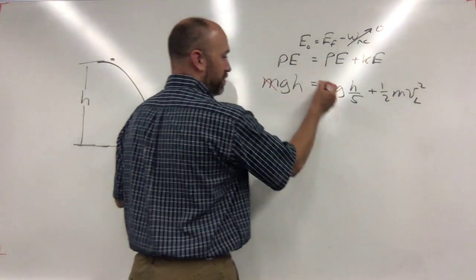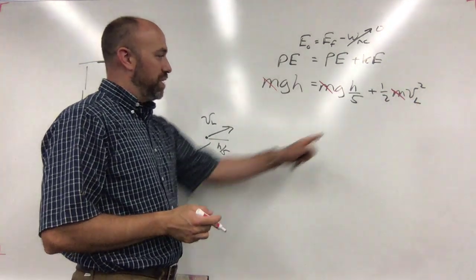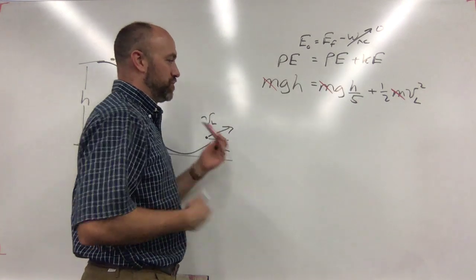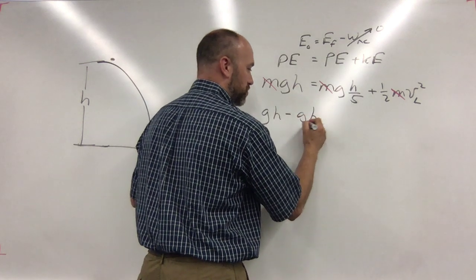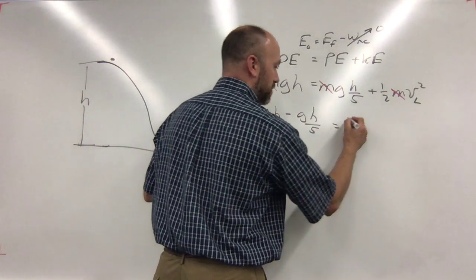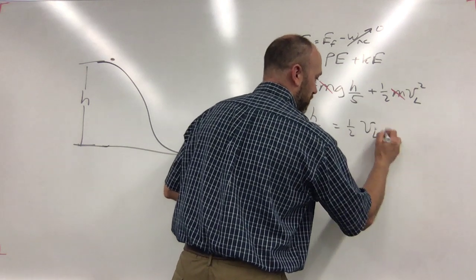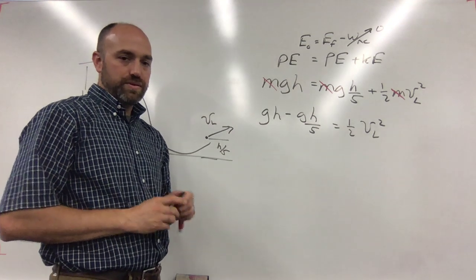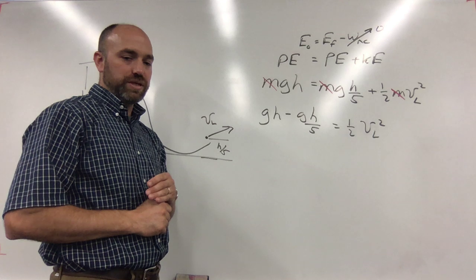So we're going to divide everything by m, and that goes away. And then we could subtract this piece to the other side. So we have gh minus gh over 5 equals 1/2 v launch squared. Am I getting close to the part where you're seeing a mistake?